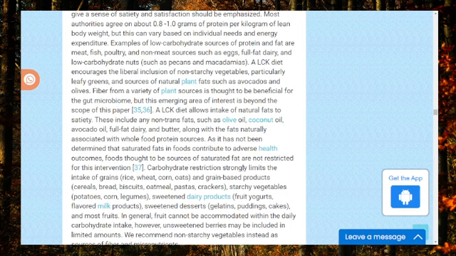Carbohydrate restriction strongly limits the intake of grains, for example rice, wheat, corn, oats, etc., and grain-based products, for example cereals, bread, biscuits, oatmeal, pastas, crackers, etc., starchy vegetables, potatoes, corn, legumes, sweetened dairy products, fruit yogurts, flavored milk products, etc., sweetened desserts, gelatines, puddings, cakes, etc., and most fruits.